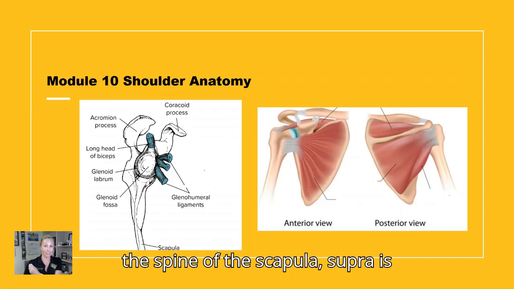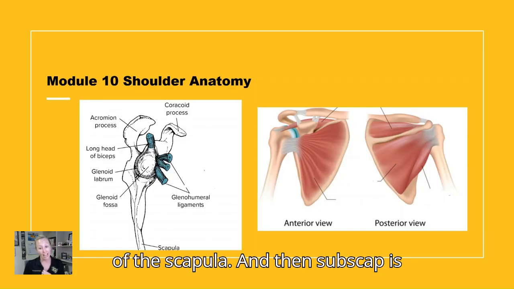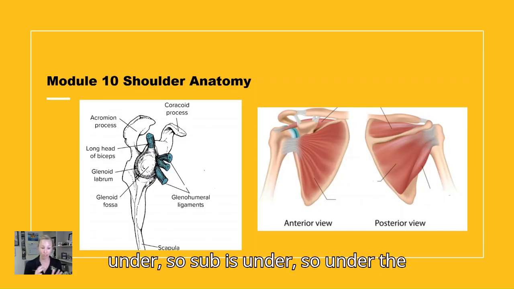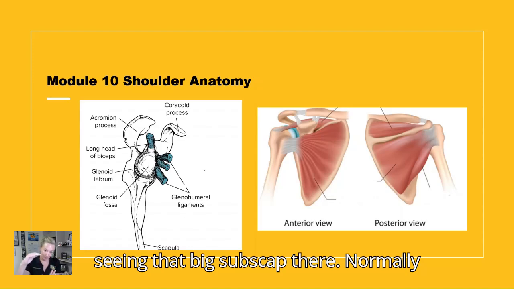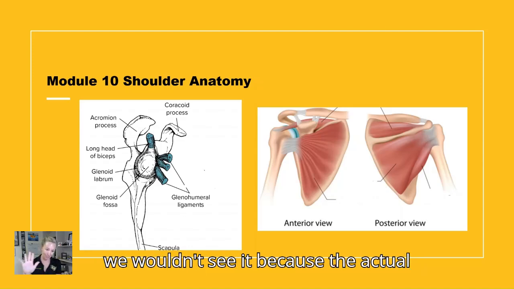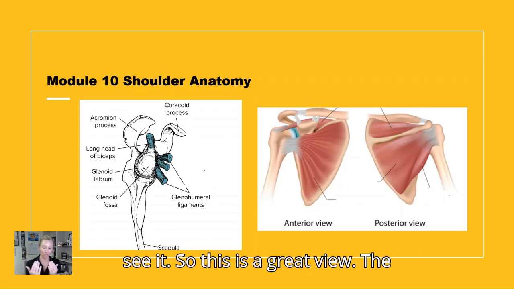So if you're looking at the spine of the scapula, supra is above, and it's coming in above the spine of the scapula. And then subscap is under, so sub is under, so under the scapula. So on this anterior view, we're seeing that big subscap there. Normally we wouldn't see it because the actual thorax is in front of that. So this is a great view.